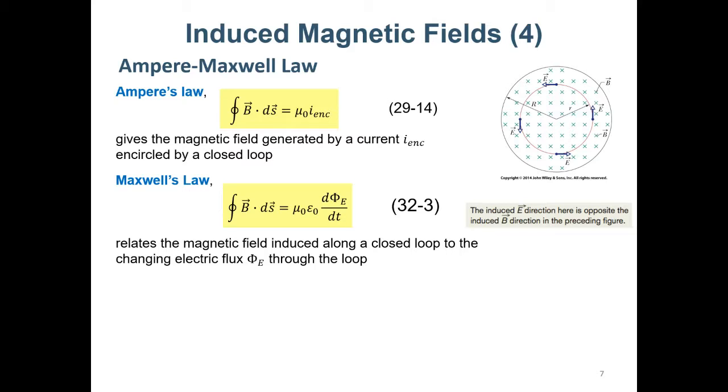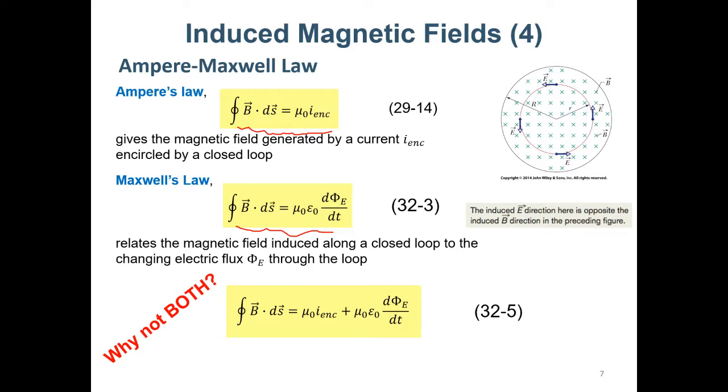In chapter 29, we learned Ampere's law, and here we mention Maxwell's law. This is the representation of this textbook, but in the next lecture I will show you another way. In the textbook, it's mentioned that Ampere found that Ampere's law should look like this, and Maxwell thought it should look like this. So why not combine them together? Because I don't know when to use this or when to use that.